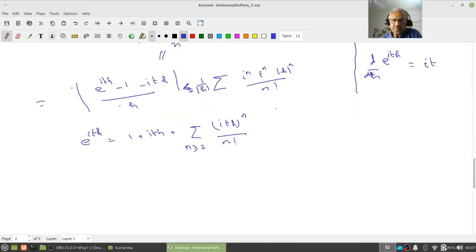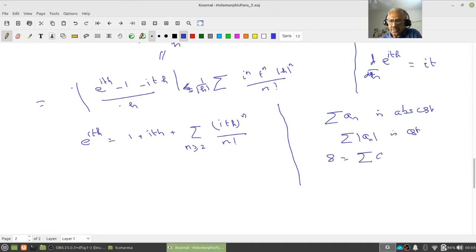Yeah, again notice that I am using a non-trivial result here. That is, suppose summation a_n is absolutely convergent, then that means summation mod a_n is convergent, right? Therefore I know the infinite series of a_n is convergent. Thus let the sum be S, and let the sum of mod a_n be sigma.